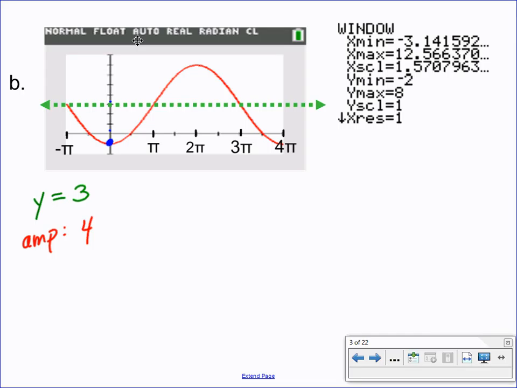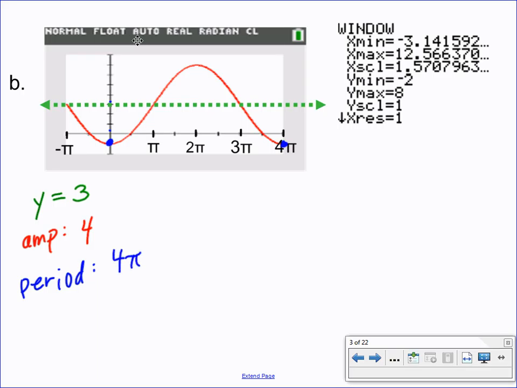Good. And then my period, that's the length of time it takes to complete one full cycle. So for my period, I'm going to see how long it takes to get back to that same key point. In this case, a minimum. So we're going, and it looks like it takes this full 4 pi units to complete one full cycle. Therefore, my period is 4 pi.